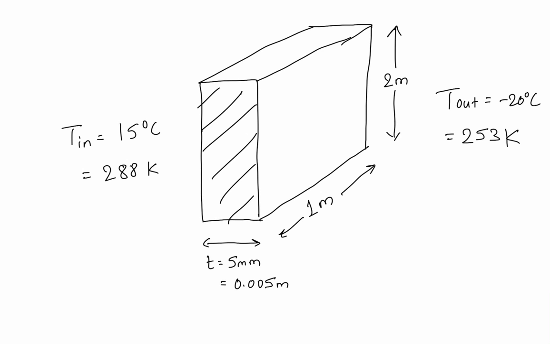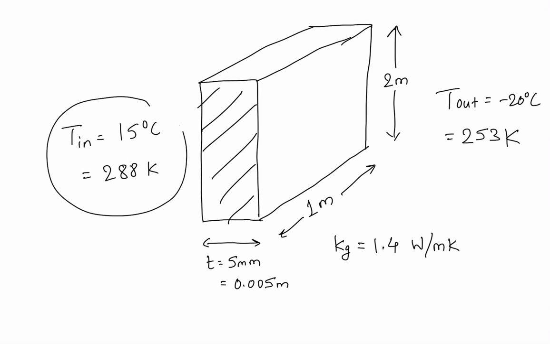Also the thermal conductivity of the glass Kg is given as 1.4 watt per meter Kelvin. So the inside temperature is 15 degrees Celsius, outside is minus 20. So obviously the heat transfer would be from higher to lower temperature. So it will be from inside to outside.